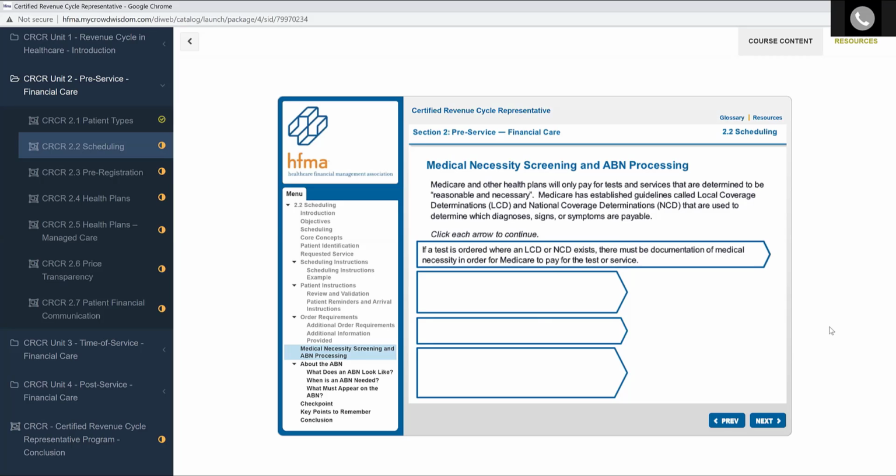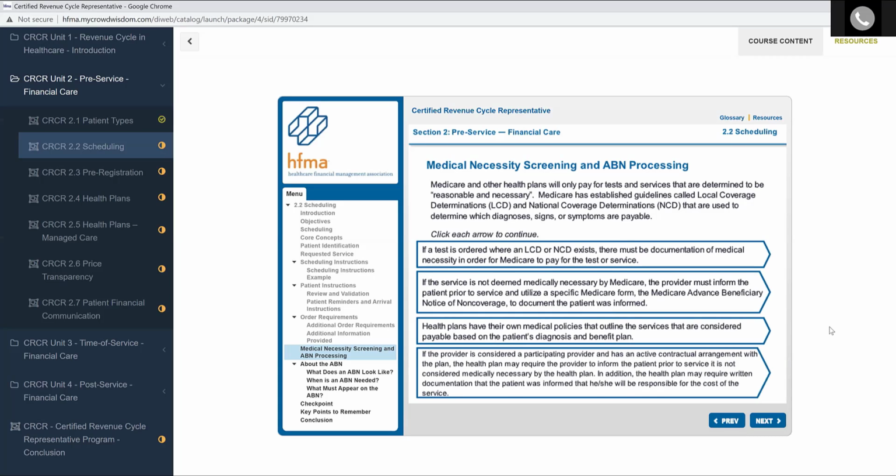So if you click the arrows, if a test is ordered where an LCD or NCD exists, there must be documentation of medical necessity in order for Medicare to pay for the service. If the service is not deemed medically necessary by Medicare, the provider must inform the patient prior to service and utilize a specific form, the Medicare Advance Beneficiary Notice of Non-Coverage, to document the patient was informed. That's also known as your ABN.